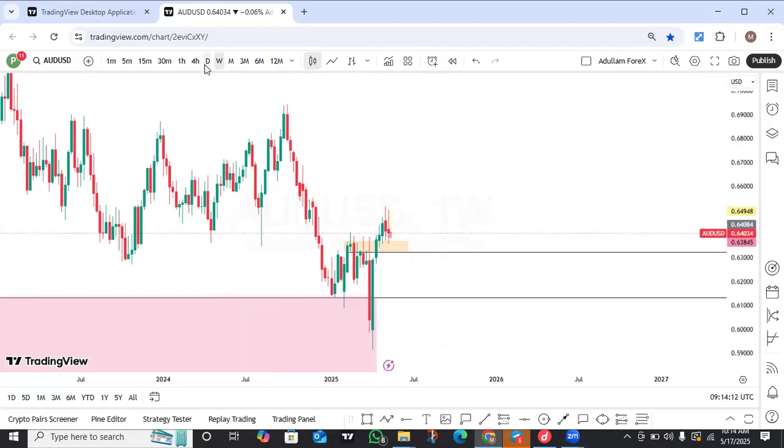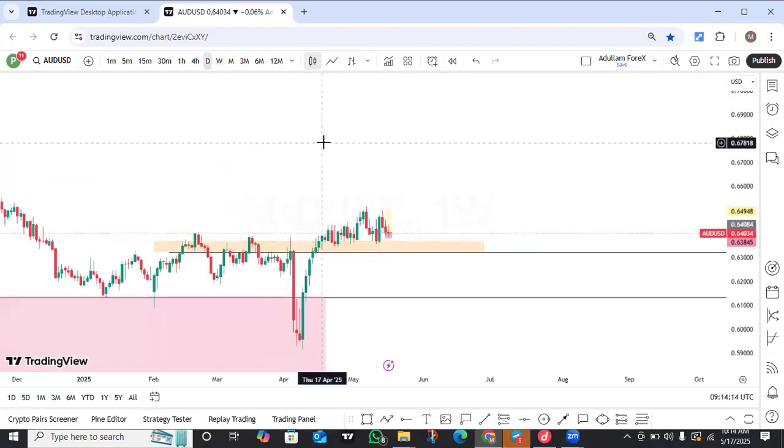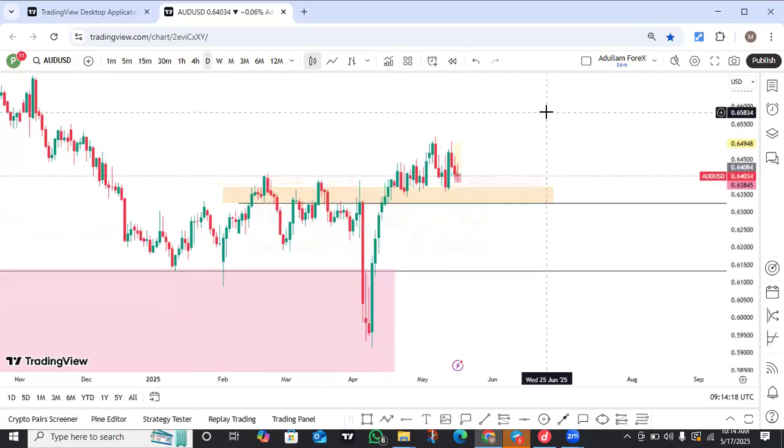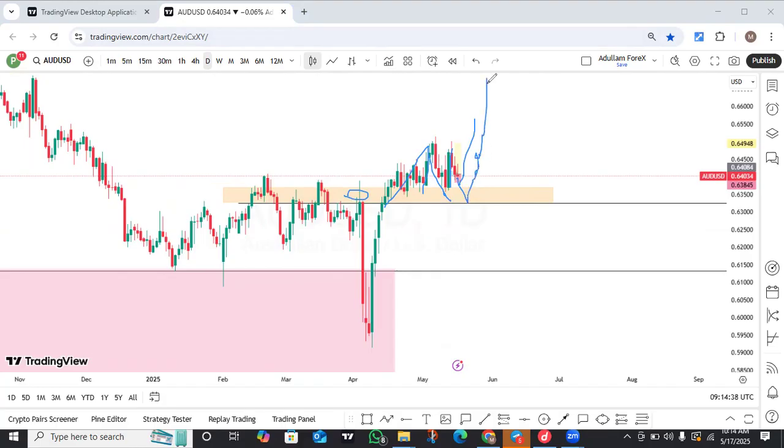So let's go to the daily time frame. If you go to the daily time frame, you see that we have a potential, not really a good blind spot setup, but at this area where price broke and then came back to this area. The first time it rejected, the second time it gave us rejection. So I'm expecting price to continue pushing up. Price may also come back here before the continuation of the bullish movement.